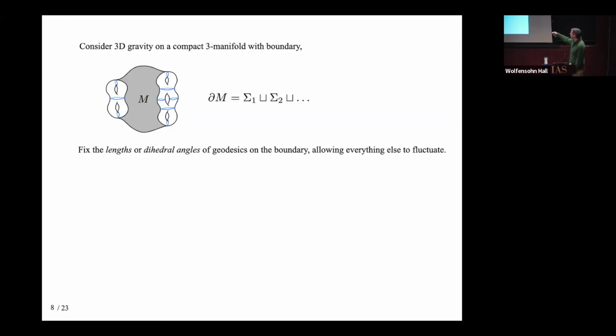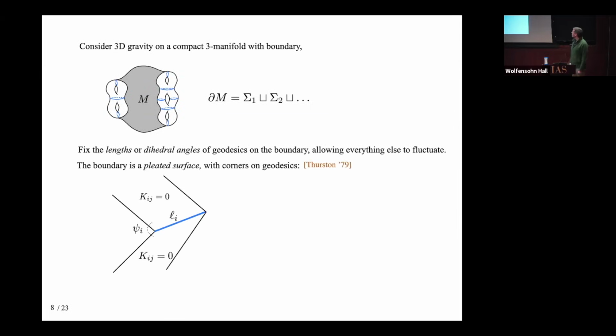So you pick a Pants decomposition of each Riemann surface on the boundary, and then you impose a length or an angle at each of those curves. The classical solutions with these boundary conditions, with both cases, either lengths or angles, the boundary is what's called a pleated surface, which is a surface that has planar faces with vanishing extrinsic curvature, which join on edges where it can bend into corners and where there's non-vanishing extrinsic curvature. So it's something like a polyhedron with straight faces.